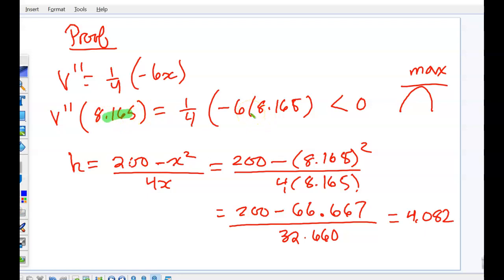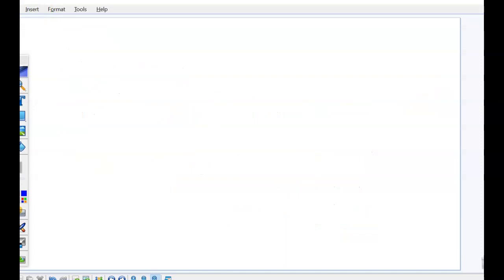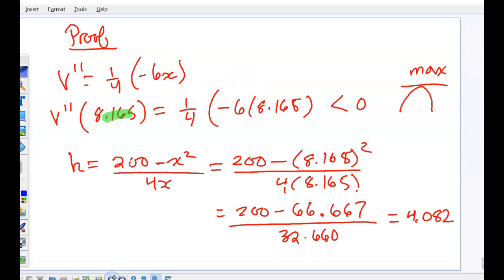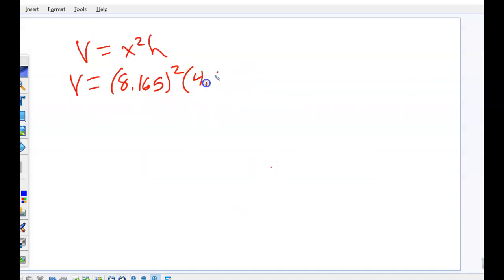So now the last part of the question wanted me to find the volume. To find the volume, again, it's going to be x squared times h. So it's going to be 8.165 squared times my height, which is 4.082.